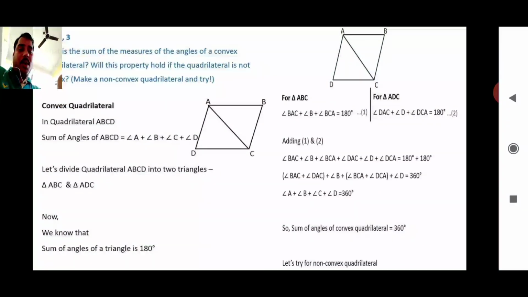Let's divide quadrilateral ABCD into two triangles, ABC and ADC. Now we know that the sum of angles of a triangle is 180. For triangle ABC, angle BAC plus angle B plus angle BCA equals 180. For ADC, angle DAC plus angle D plus angle DCA equals 180. Adding the first and second equations, you get angle A plus angle B plus angle C plus angle D equals 360.